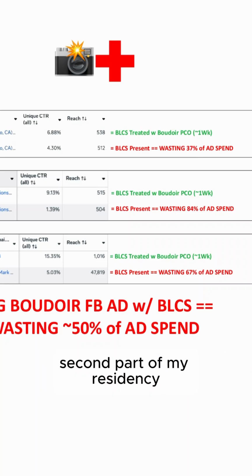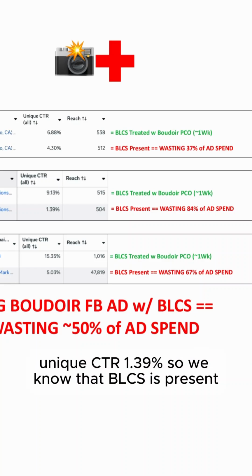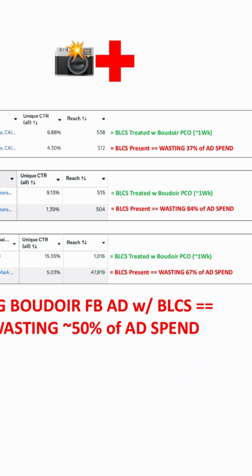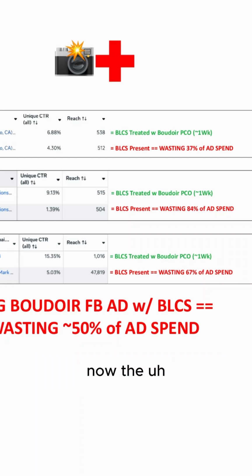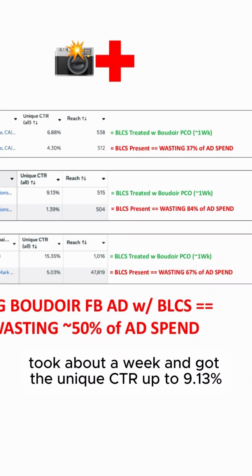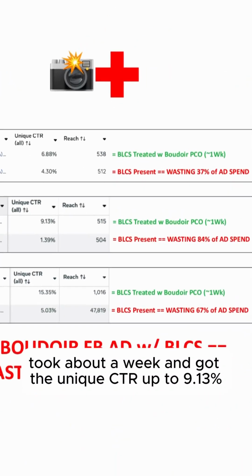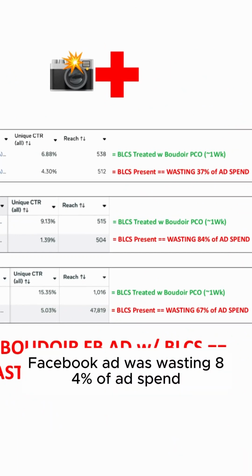Second part of my residency, found another Boudoir Facebook ad out there. Unique CTR 1.39%. Unique CTR under 6%, we know that BLCS is present. Now we duplicated it, treated with Boudoir Pico, took about a week and got the unique CTR up to 9.13%. So we found out the original Boudoir Facebook ad was wasting 84% of ad spend.